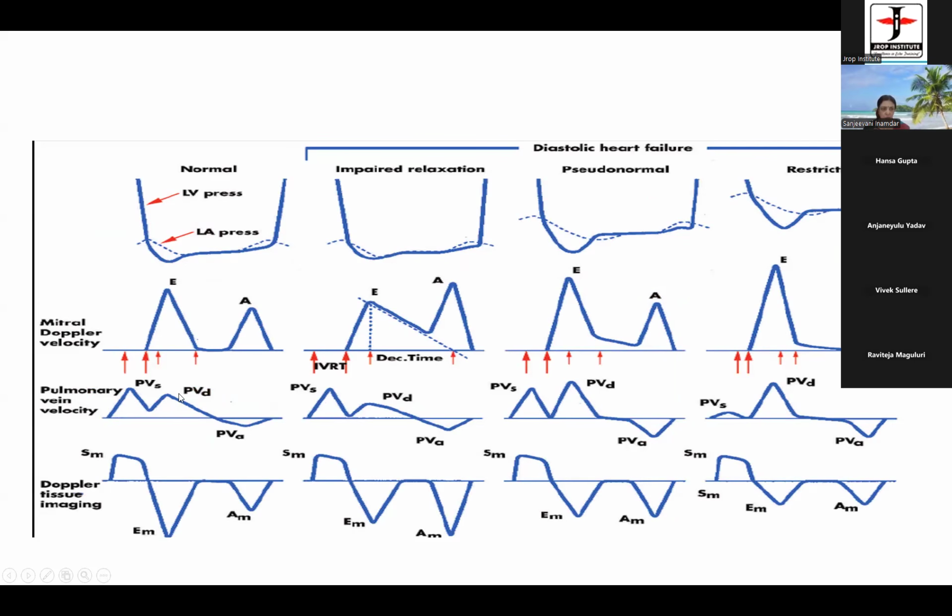Initially, S is more than D. Then in relaxation, that is grade 1, D is reduced. And the moment LA pressure starts rising, S starts decreasing and D starts increasing. And gradually, even this reversal goes on increasing.